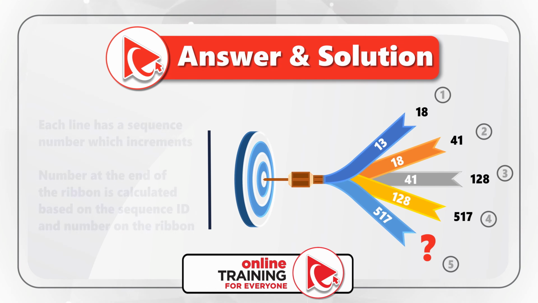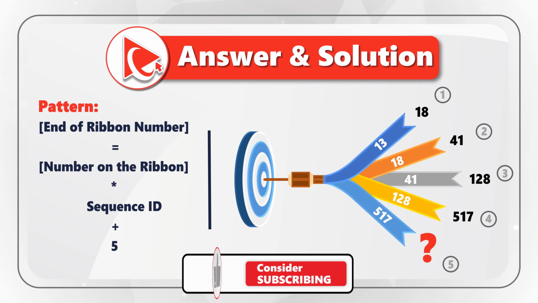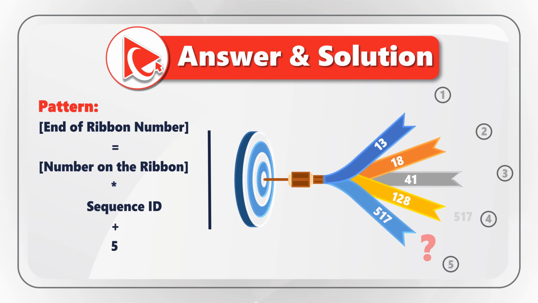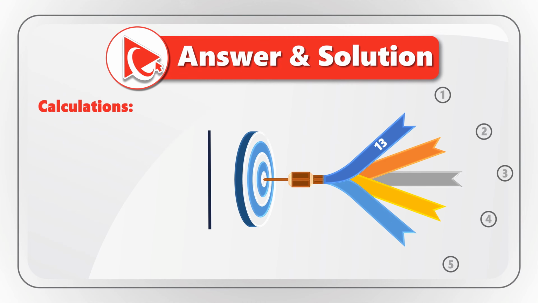The formula to do the calculations is that the end of the ribbon number is calculated as the number on top of the ribbon multiplied by the sequence ID plus 5. Let's look at the example. The first blue ribbon has the sequence number 1, so the end of the ribbon number is calculated as 13 multiplied by 1 plus 5, which equals 18. The second ribbon number is calculated as 18 multiplied by 2 plus 5 equals 41.